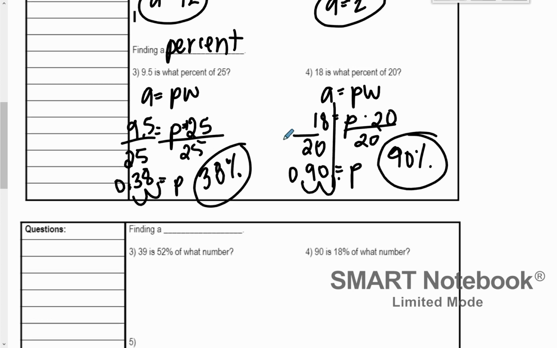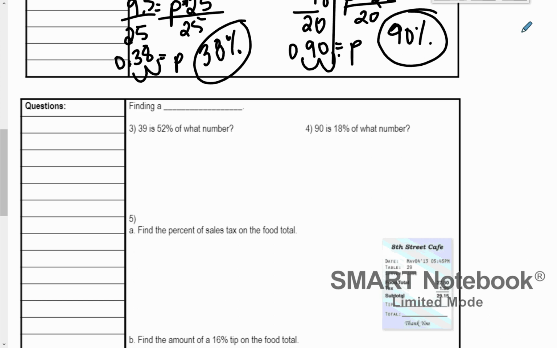All right. Last type of problem is when we are missing that whole. Okay, so our part is 39. Our percent is 52%. So we make that into a decimal. That becomes 0.52. Our whole we are missing, so we just write that as a W.